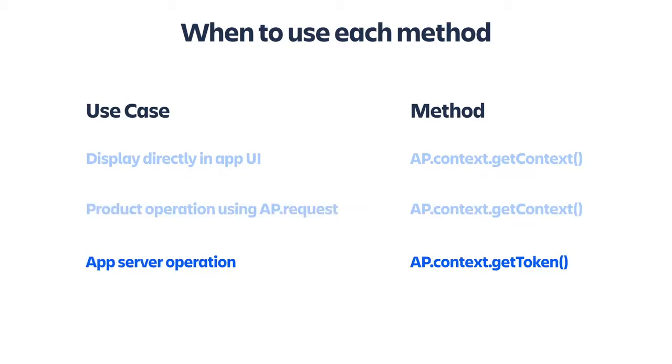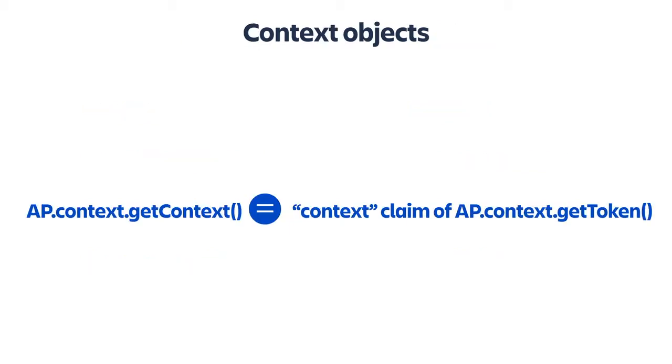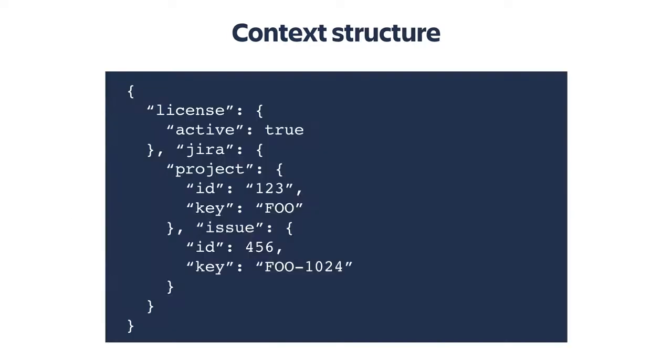If, however, your app needs to perform an operation on its server, then the context should be passed to it securely. This means you must use the getToken method. Let's take a look at the context objects. The context object returned by getContext is the same as the context claim of the JWT returned by getToken.